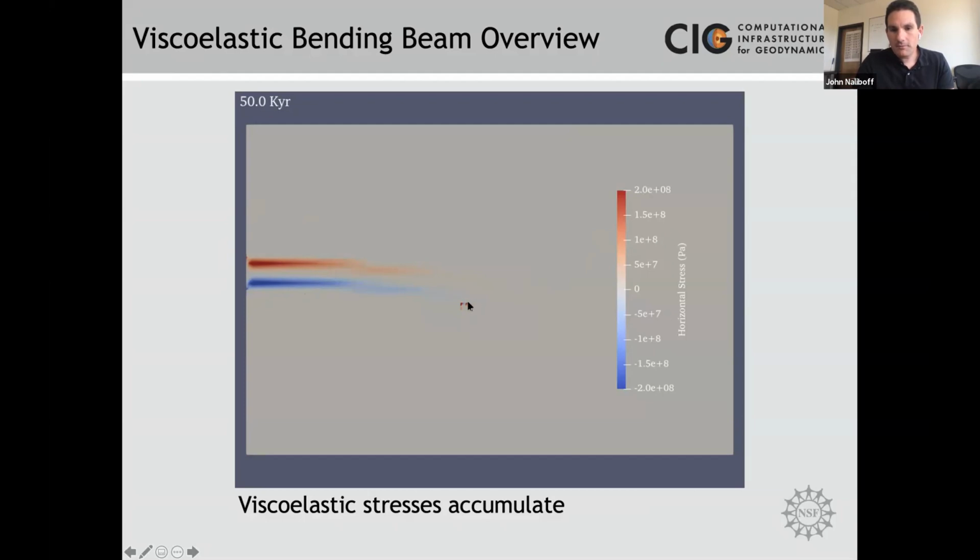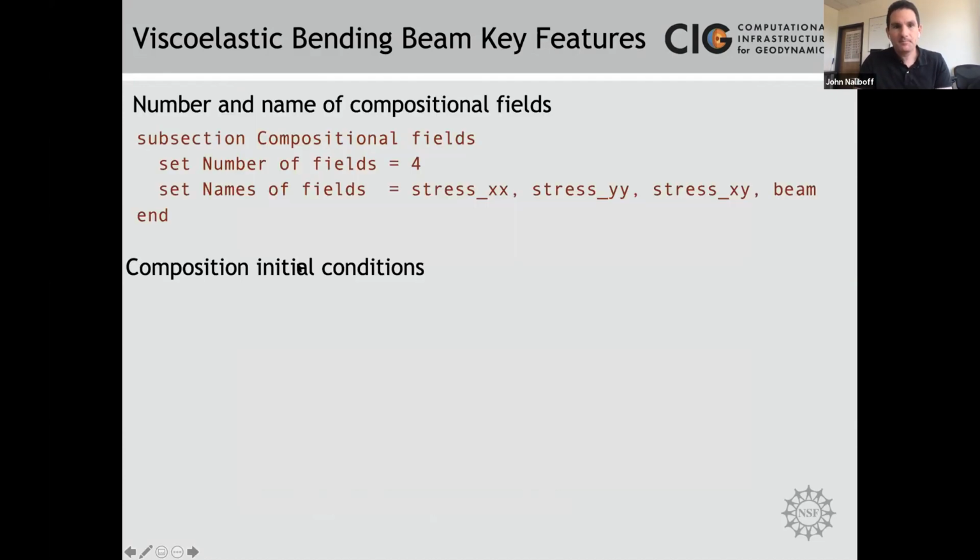Now you'll note some anomalies down here. That's related to weird averaging things going on where the beam is no longer perfectly well defined due to the diffusion of the compositional fields. Using particles will probably help smooth some of that out, but this is a common feature you see. You might see some anomalies at the edges of very sharp features if there's been some diffusion. But the key point here is after 50,000 years, you've had accumulation of viscoelastic stresses.